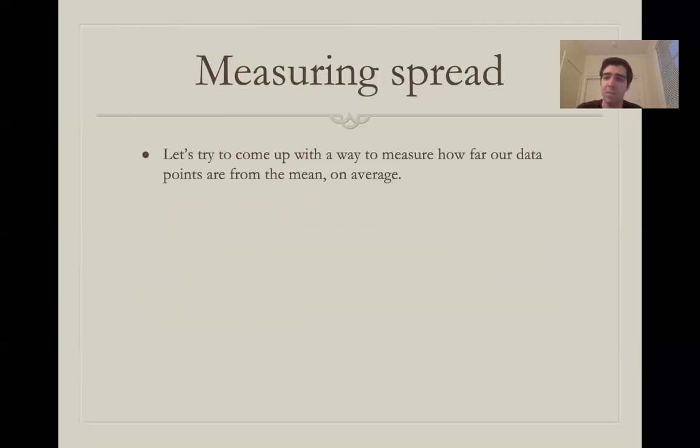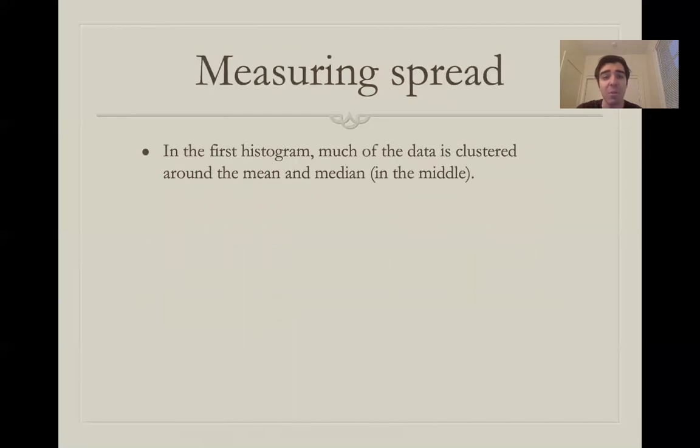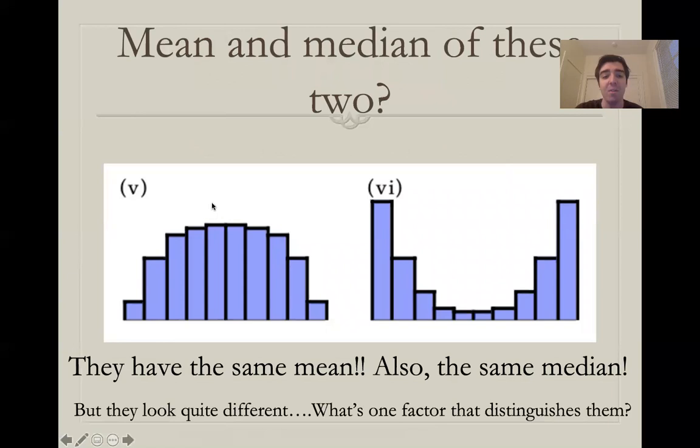Okay, well, let's rethink this. Maybe instead of just subtracting the smallest from the largest, let's go more directly at what we were observing before. If we look at our two histograms, what we noted was that the data was very clumped around the middle versus not clumped around the middle. So maybe let's think of how far the data points are from the middle on average, and let's make that more precise: how far on average are these data points from the mean?